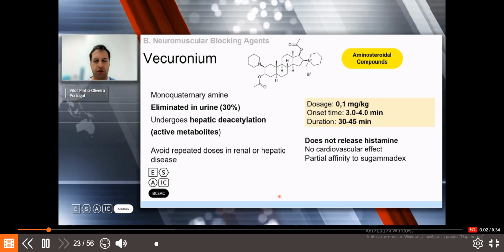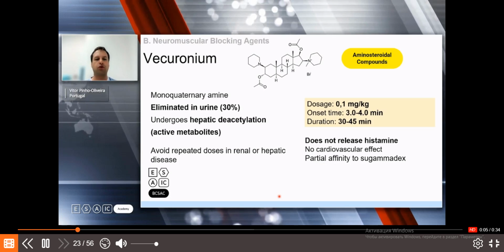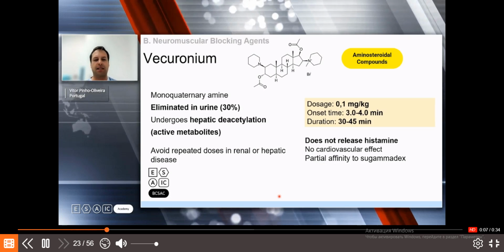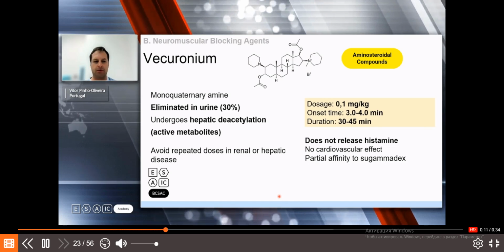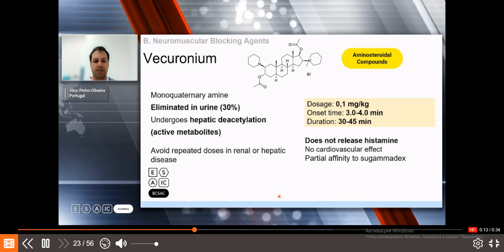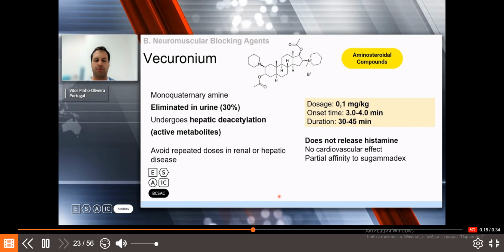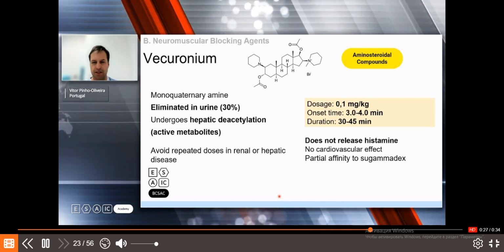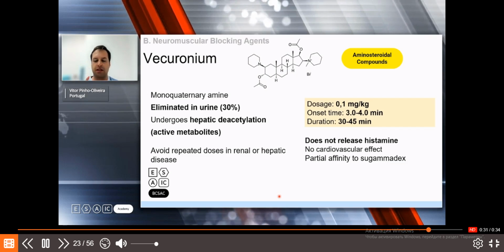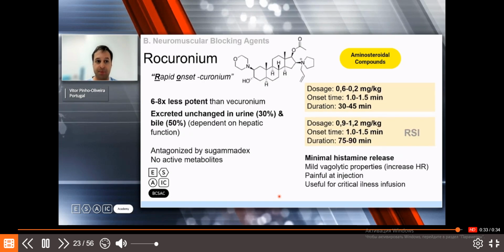Moving to the aminosteroidal compounds, vecuronium, this amine is eliminated in urine and undergoes hepatic metabolism with active metabolites, so repeated doses should be avoided in cases of renal or hepatic disease. The dosage, the onset time, and the duration are as shown, and it also does not release histamine and has no cardiovascular effect, and it has partial affinity to sugammadex.